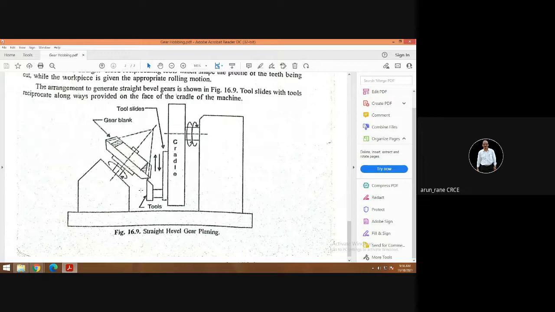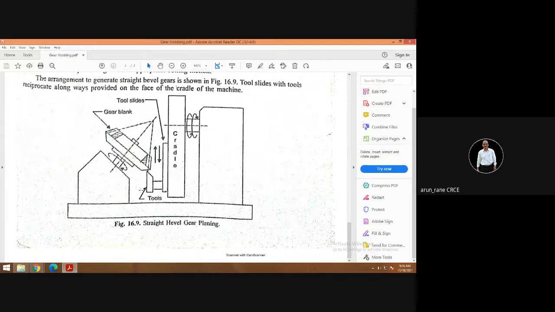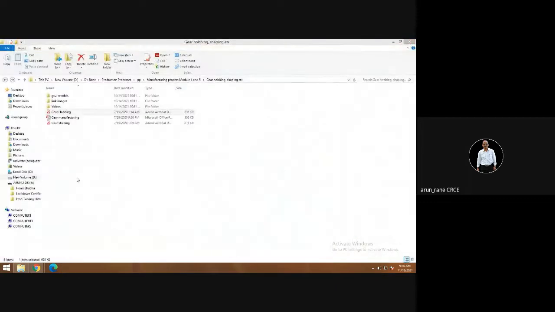But this is a slow process. This is like a milling process, and milling is slow. So we have to go for processes like gear teeth generating processes, and that is done on a bevel gear generator. Gleason is the reputed bevel gear machine manufacturer, so it is also called the Gleason bevel gear generator.